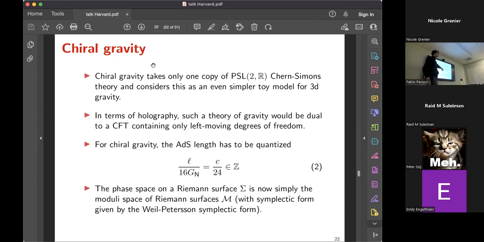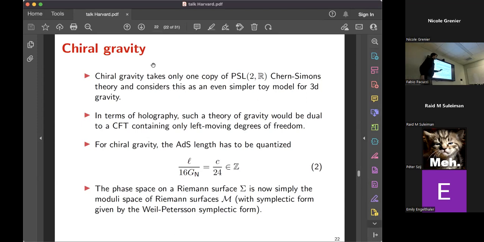But you should expect such a quantization condition, because you know that chiral CFTs are only consistent when the central charge is a multiple of 24. Otherwise, there's a gravitational anomaly on the boundary. So it makes sense that there is some condition like that. I can tell you later how to see it precisely if you want.